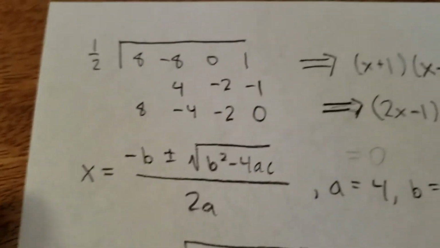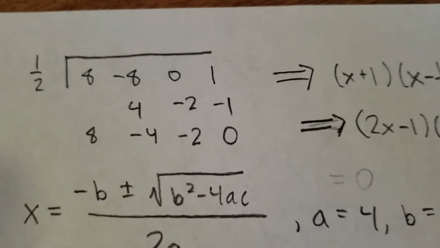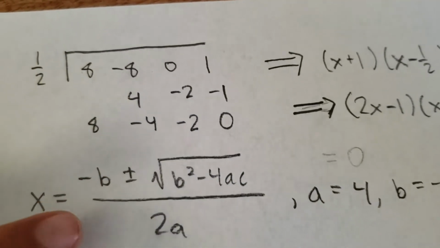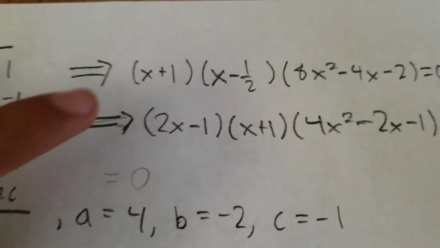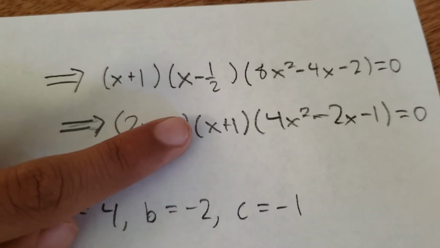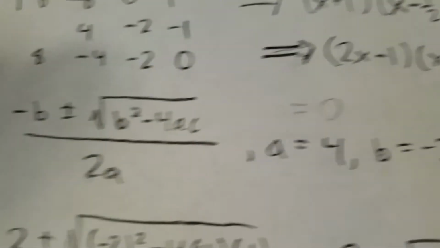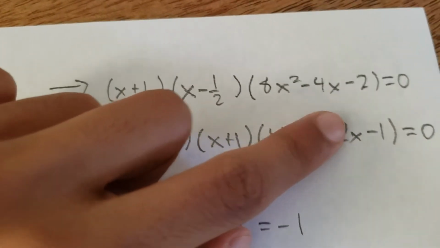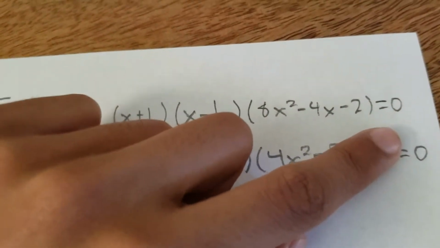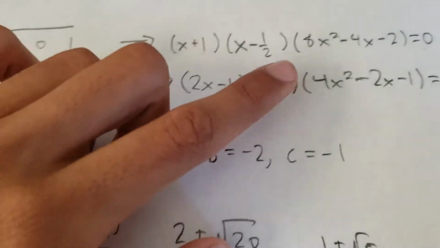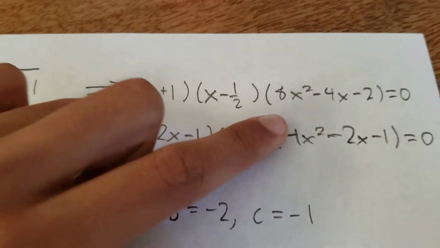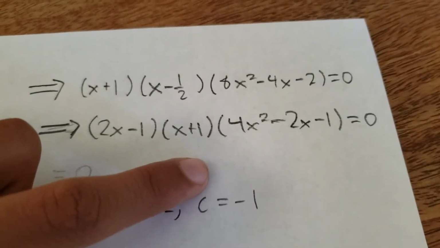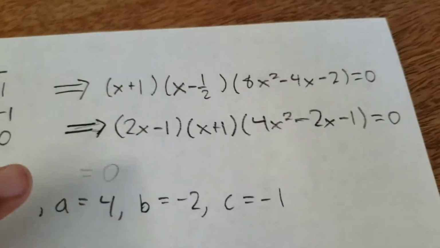So now again, to find the rest of the solutions, we synthetically divide again, bring down the 8 and multiply through again. Then we find this is equal to x plus 1 times x minus 1/2 times, based on the numbers below, 8x squared minus 4x minus 2. We still want to find when this is 0. Now we can factor out a 2 from this set of parentheses and put it into the other set to get 2x minus 1 times x plus 1 times this expression, which is just 0.